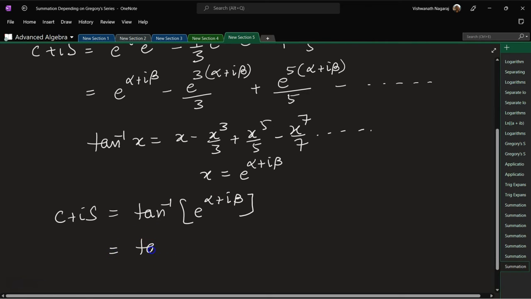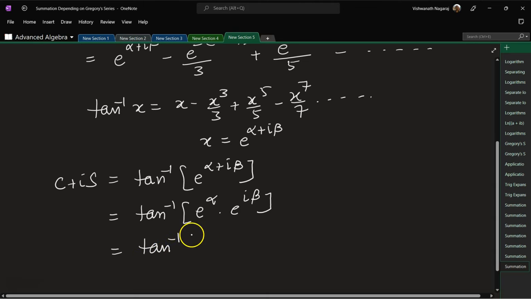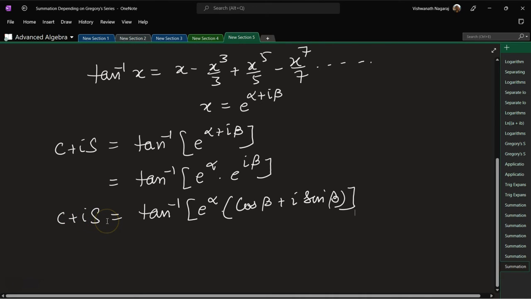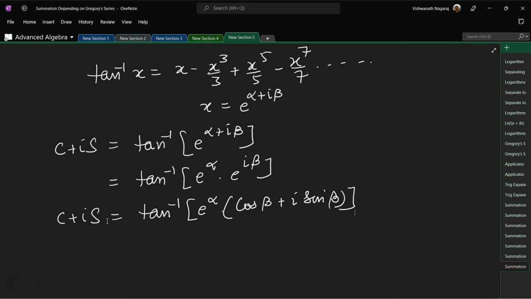which can be written as tan inverse of e to the power of alpha times e to the power of I beta. Okay? Now tan inverse of e to the power of alpha remains as it is. E to the power of I beta can be written as cos beta plus I sin beta. Okay, C plus IS. Now, can we do anything else here? No, we can't really do anything.